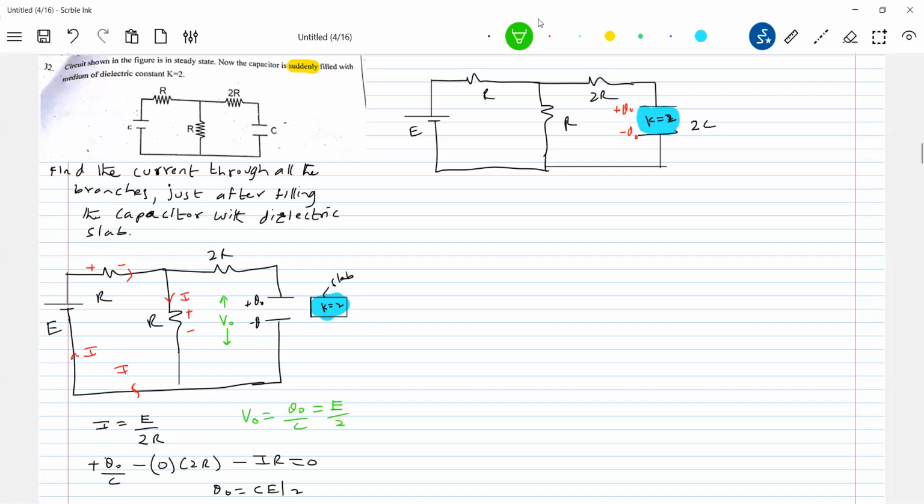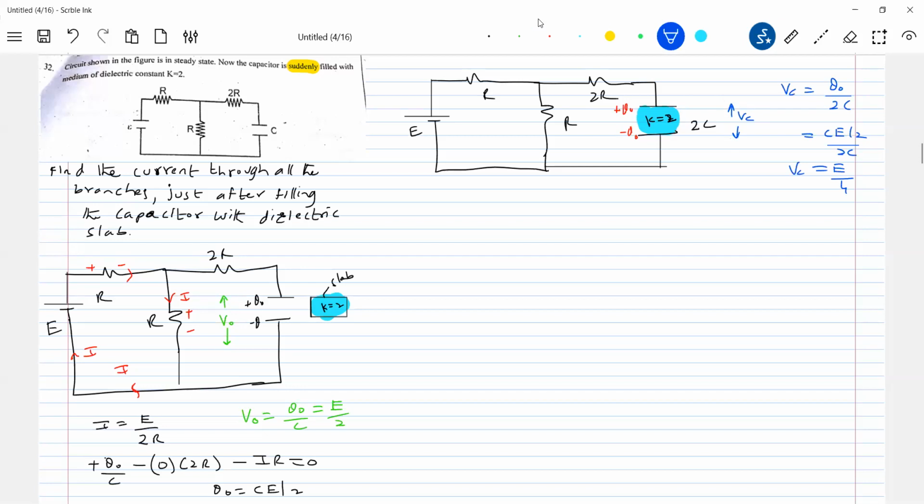Now what will be the new drop? The new drop is Q naught by 2C, no? By 2C, because the capacitance changes. So Q naught is equal to how much? CE by 2. So it is E by 4.